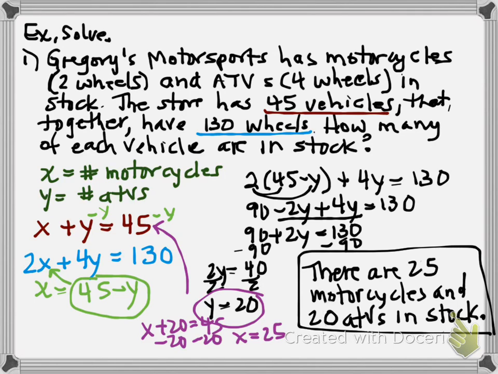Okay? And again, I could check that by multiplying by the number of wheels and see if I get 130, because the two do add up to equal 45. So 25 times 2 is 50. 20 times 4 is 80. That works. But the other way, I would have had 20 times 2 is 40, and 25 times 4 is 100. That would have given me 140 wheels, and I only had 130. So that would have been a quick, easy way to make sure. Thank you for catching that.